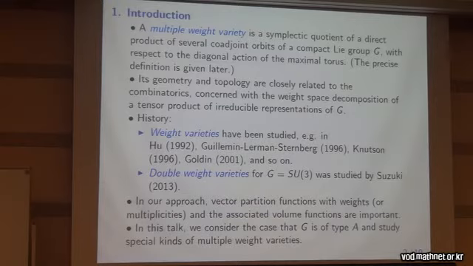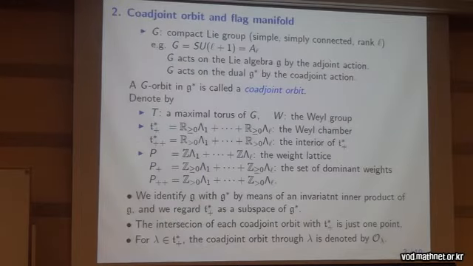So in this talk, we consider the case that G is of type A, like SU3 or SU(L+1), and study special kinds of multiple weight varieties. Okay, so let me start by recording some basic properties of coadjoint orbits or flag manifolds. G is going to be a compact Lie group, simply connected and of rank L. Our main example here is G = SU(L+1), of type A_L.